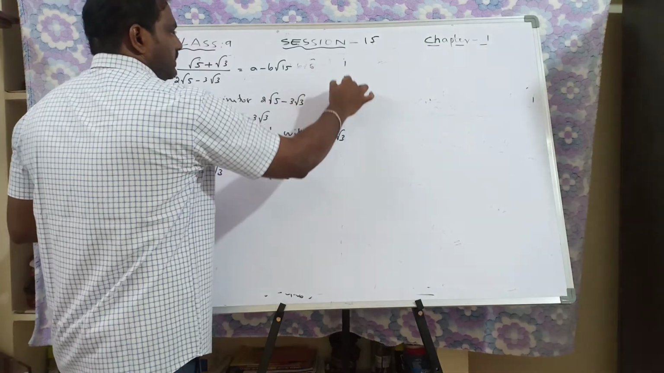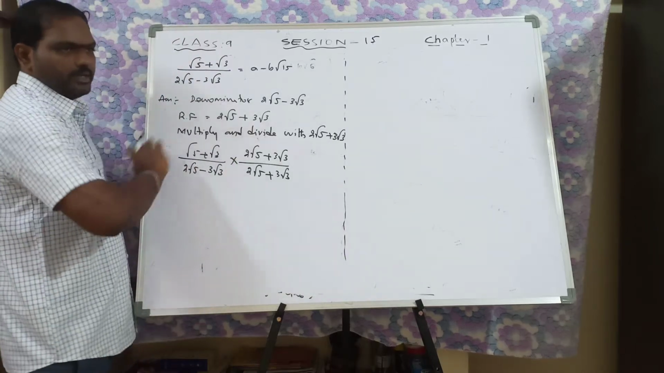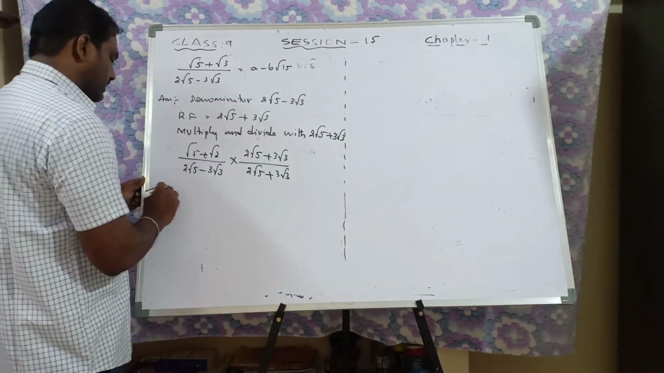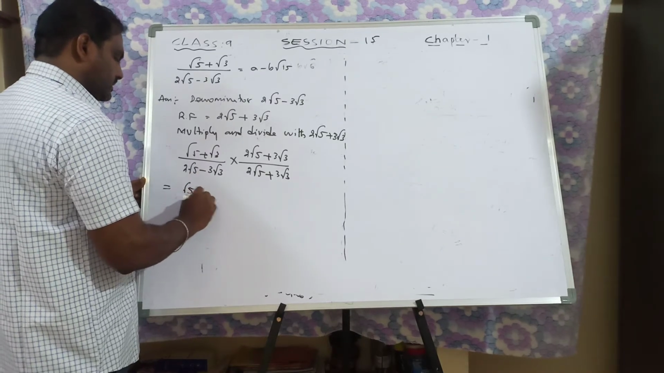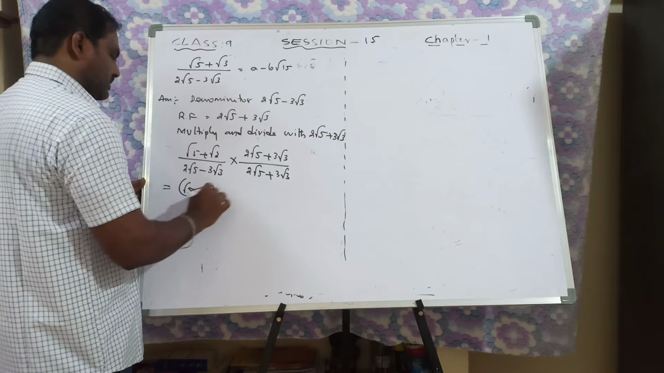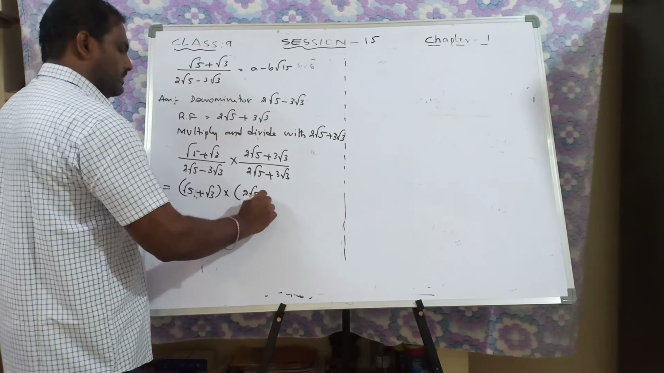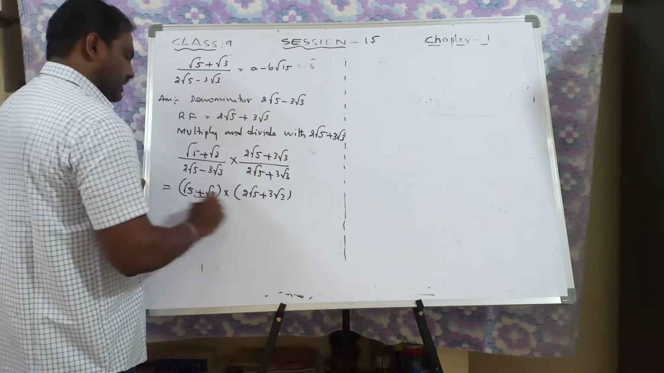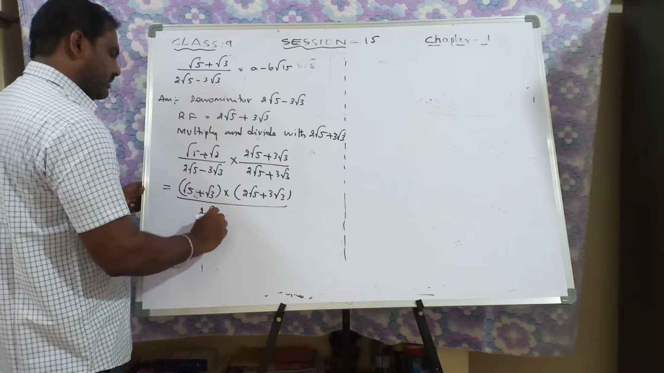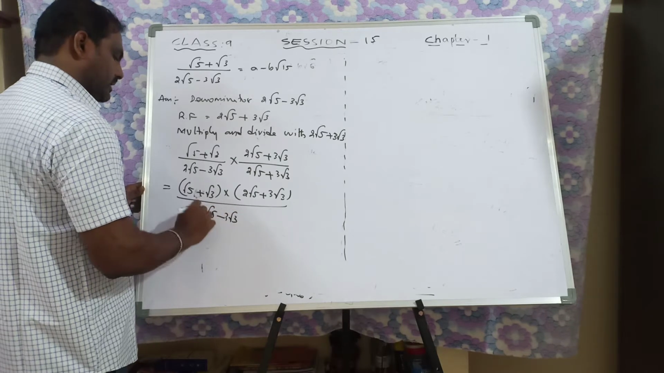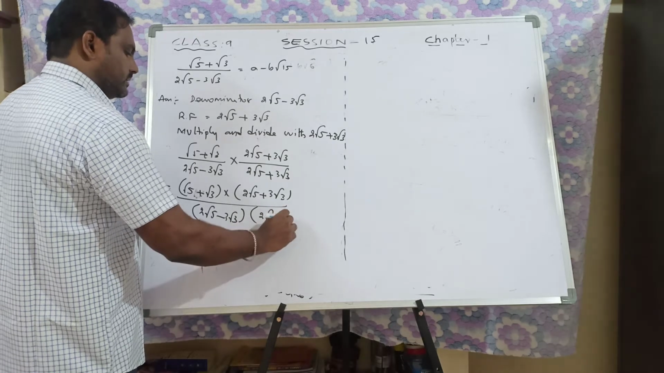Next, what is the next step? Since the multiplication is there, we have to multiply the numerator with numerator and denominator with denominator. Then what will I get? Root 5 plus root 3 into 2 root 5 plus 3 root 3, by 2 root 5 minus 3 root 3 into 2 root 5 plus 3 root 3.